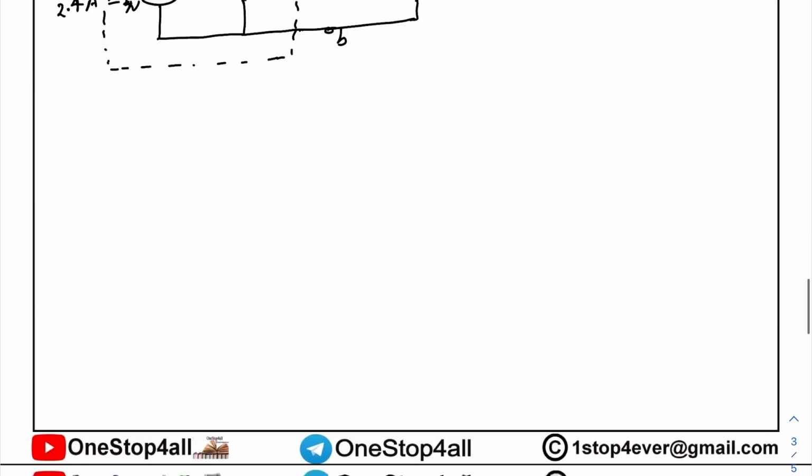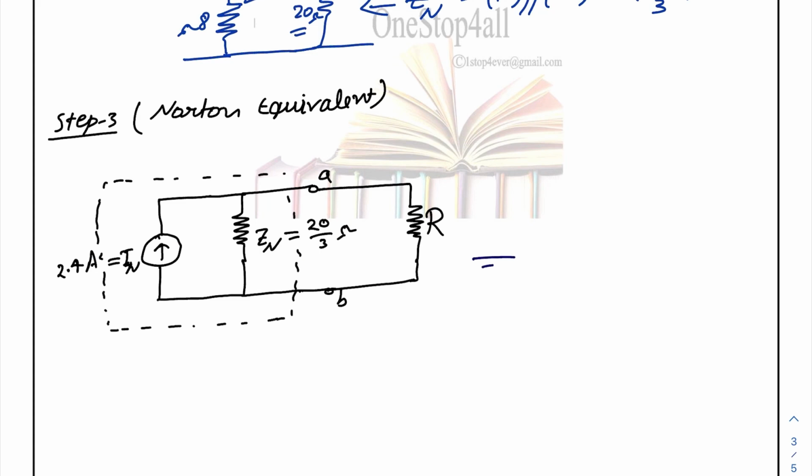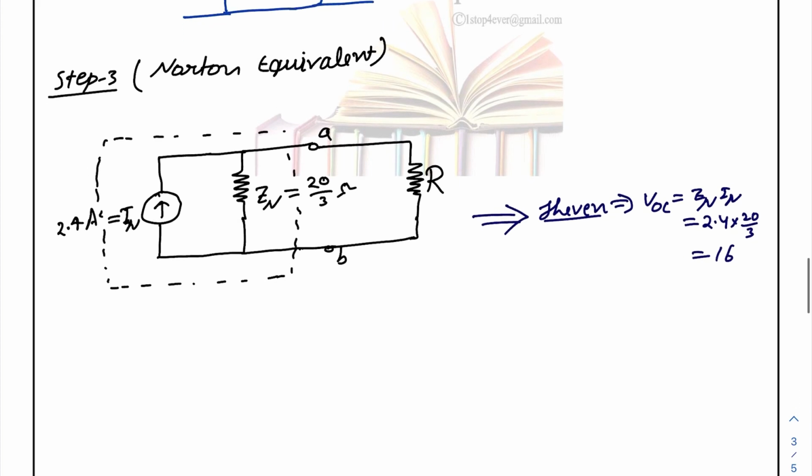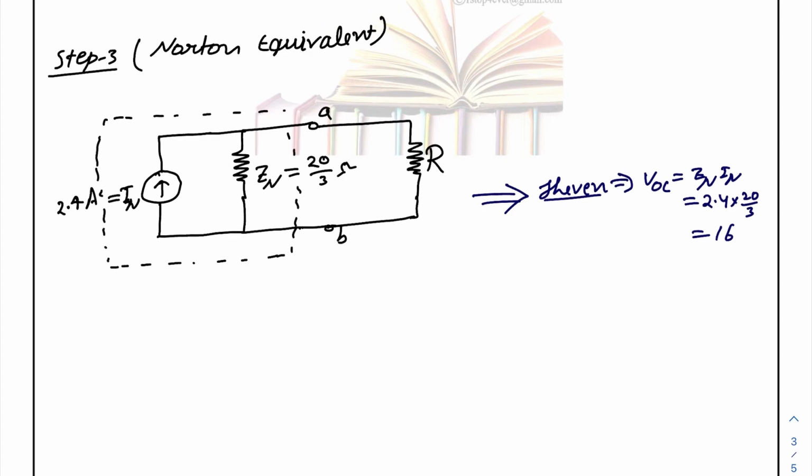One more important thing is that from this circuit we can also find the Thevenin equivalent. How will we find it? What will be the VOC? VOC will be IN into ZN. What will that be? 2.4 into 20 by 3, so 0.8 into 16, it will be 16. So 16 volt will be your VTH, and what will be ZTH?